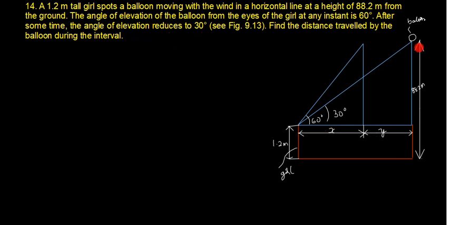So after the balloon moved some distance, the angle of elevation at that point from where she sees was reduced to 30 degrees. Now we have to find the distance traveled by the balloon during the interval, that is the distance y, from this point to this point, the distance traveled is y.